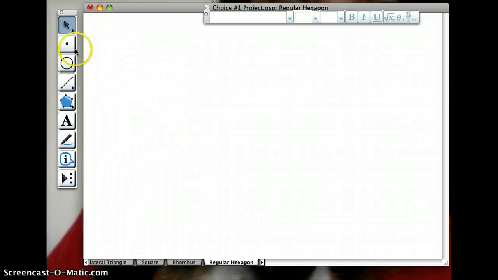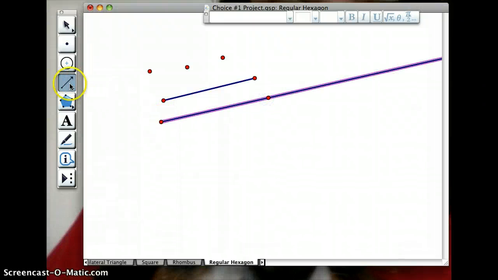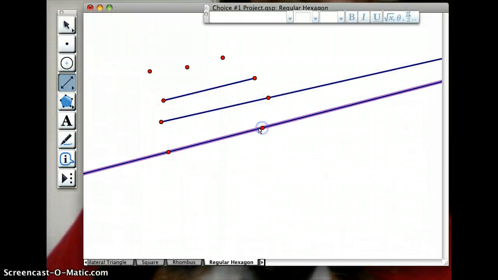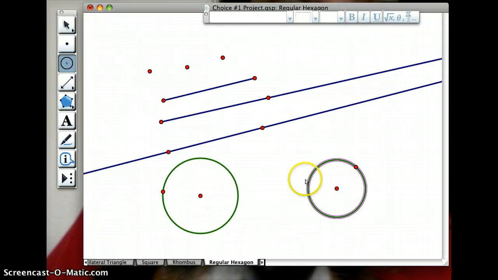More or less, this is just kind of a world where you could play around. You could put some dots in, you could put some lines, you could switch it up and make a ray, you could make a line, and even cooler, you can make lots of circles with whatever radius you want. So, as you can see, this could be pretty useful in the geometry world.